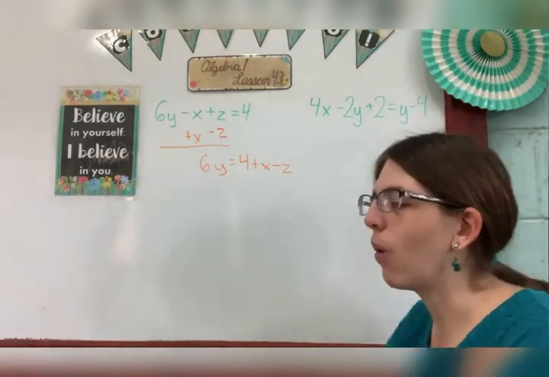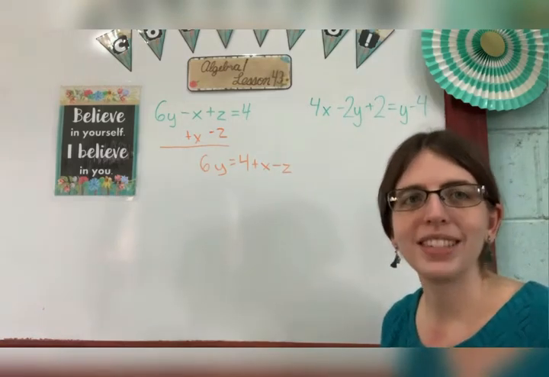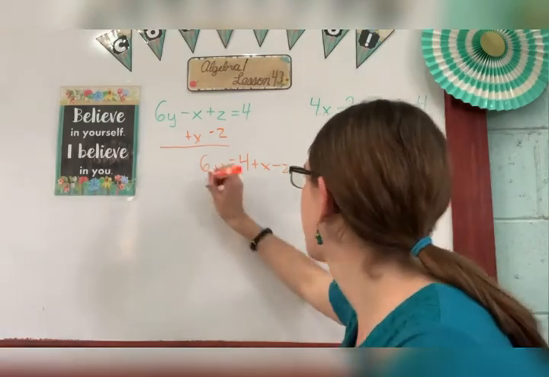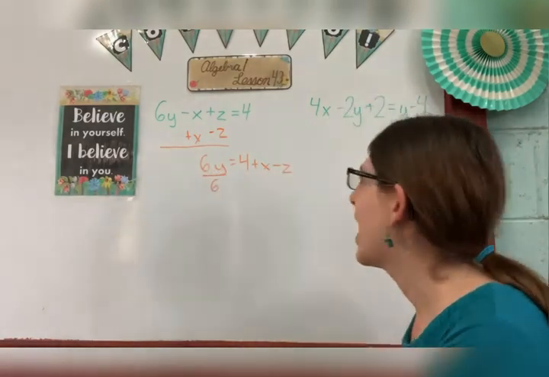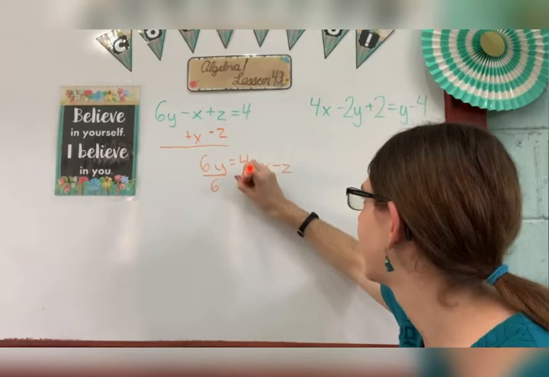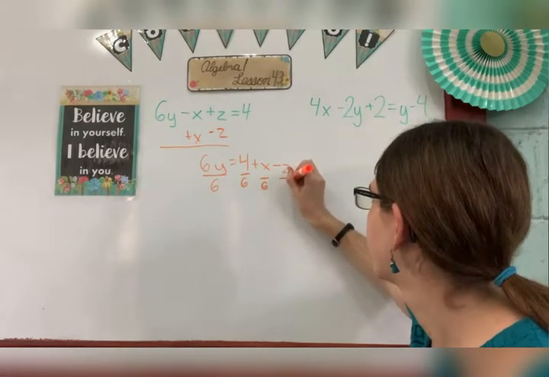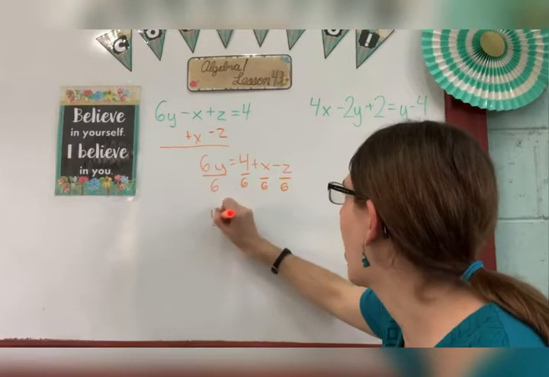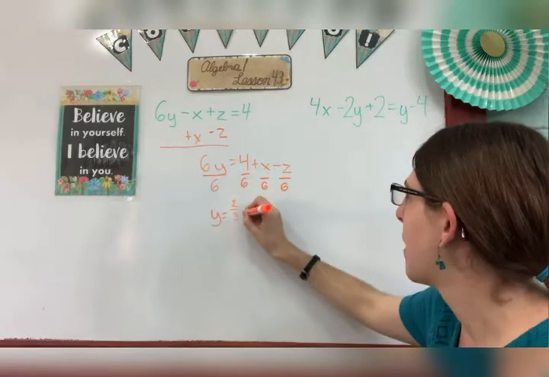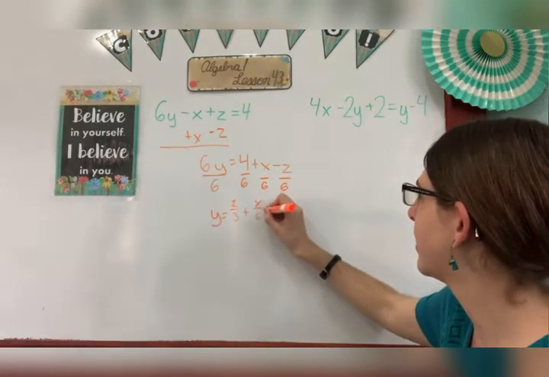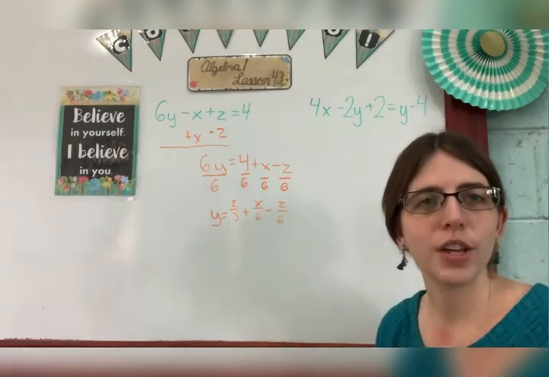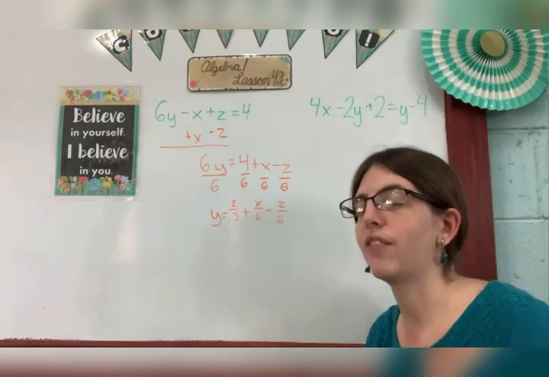Now I have 6y left. I'm not done because I have a 6 with my y. I want to get y completely by itself. So I have to divide by 6. And now I need to divide each one of these terms by 6. So I get y equals, now this fraction 4/6 can be reduced to 2/3, plus x over 6 minus z over 6. And that's as far as you can go unless you know the values of any of the variables.